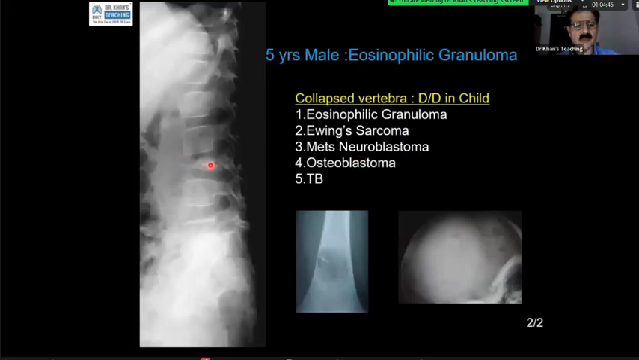Vertebra plana, the differential diagnosis. This differential diagnosis, take a screenshot of this. Vertebra plana is a differential diagnosis which per se you should remember in a child, without history of trauma, I mean to say. So this is the differential, and LCH will be up there.